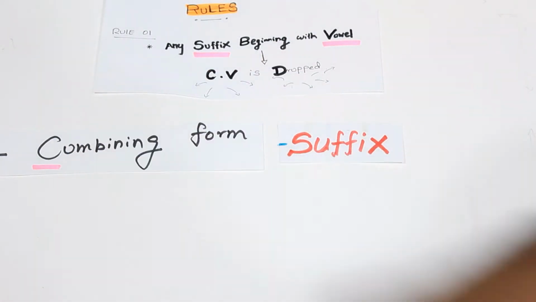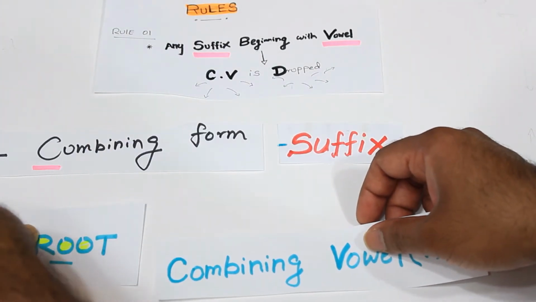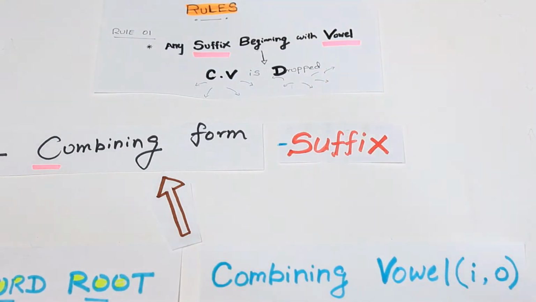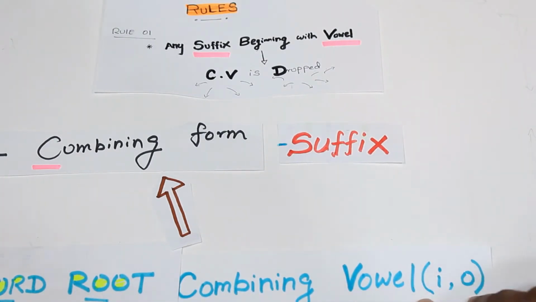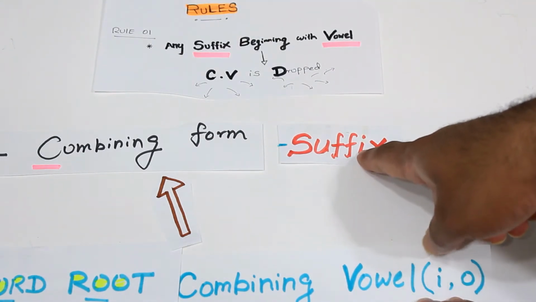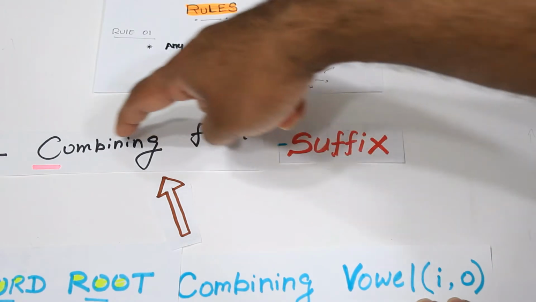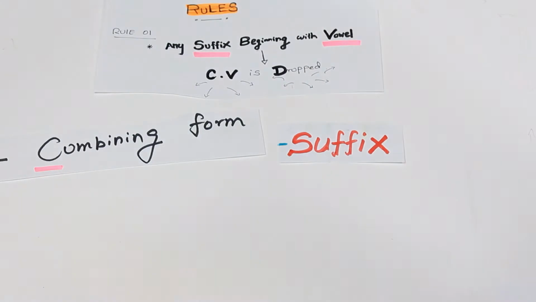You know how a combining form is made. A combining form is made out of a word root and a combining vowel. So this combining vowel should be dropped. If the suffix begins with a vowel, the combining vowel, I or O, should be dropped from the combining form. That's the first rule, so I will give you an example.